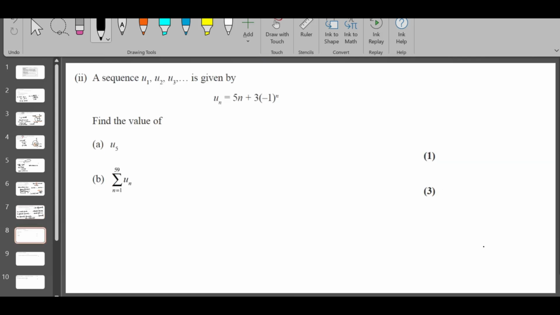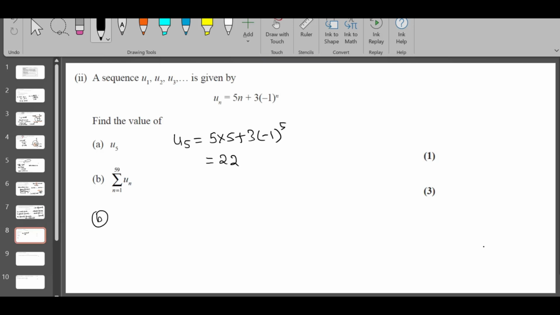Now, a sequence is given by un is equal to this. Find the value of u5. Okay. It's not an iterative formula. It's more like the nth term. So you replace n by 5. So u5 is going to be 5 times 5 plus 3 times minus 1 power 5. 5 times 5 is 25, minus 1 power 5, minus 1 power odd number is negative 1. So 25 minus 3 is 22. That's the answer for part A.